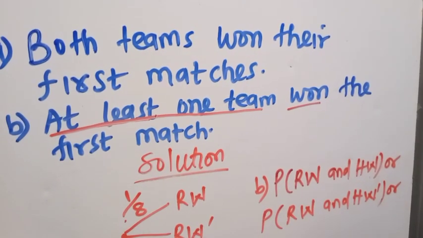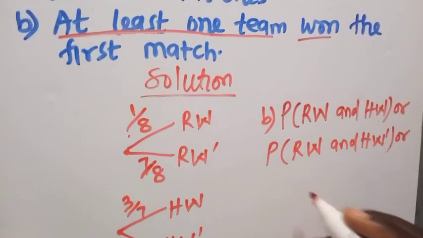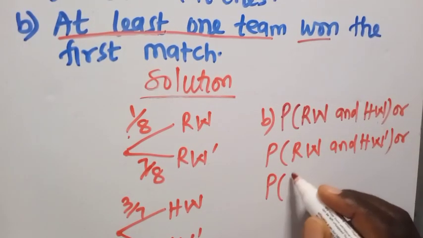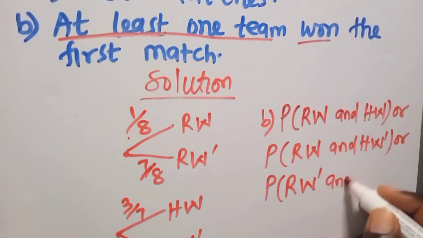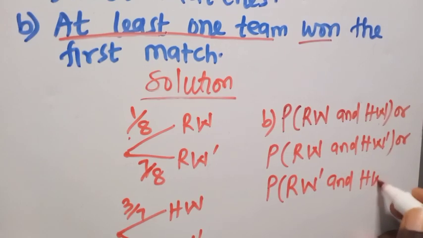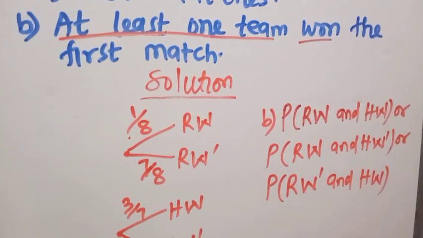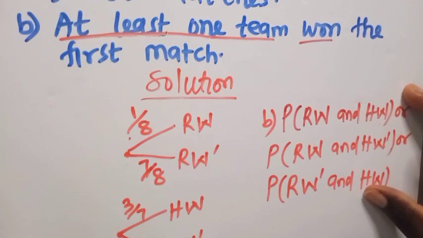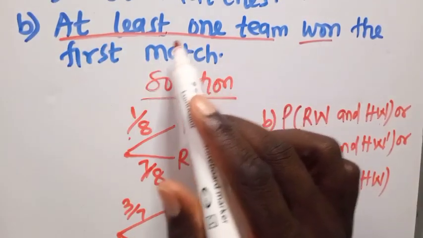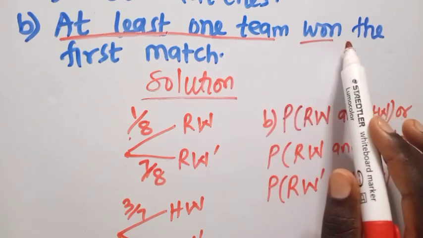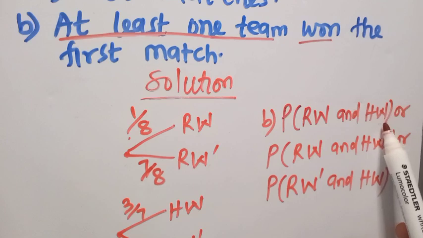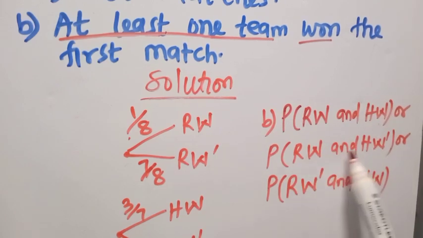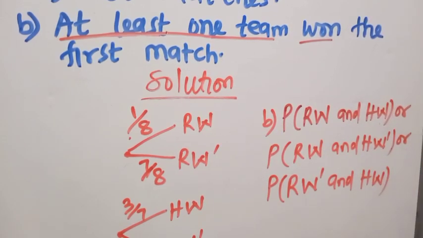or the probability that rugby loses and handball wins. Those are the three cases that we shall have to represent this statement that says at least one team won the first match. That it can be both the teams won or one team won and the other loses. And that is the meaning of this statement.